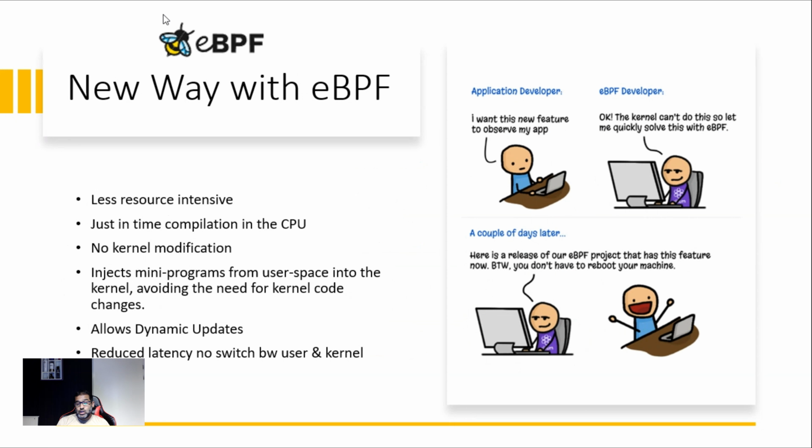But what is the new way with eBPF? With eBPF, you're basically providing two kinds of interfaces. One is the user space, and the second one is the kernel space. In the user space, you are giving an application where the kernel developer or your engineers will be able to do just-in-time compilation. They will be able to make the changes, and then push them as mini programs from the user space into the kernel. So you don't need to make any major kernel level code changes. This is effectively allowing dynamic updates.